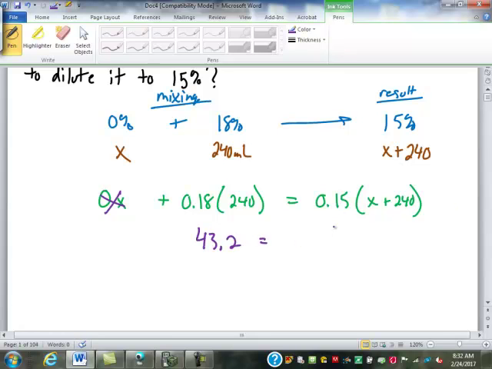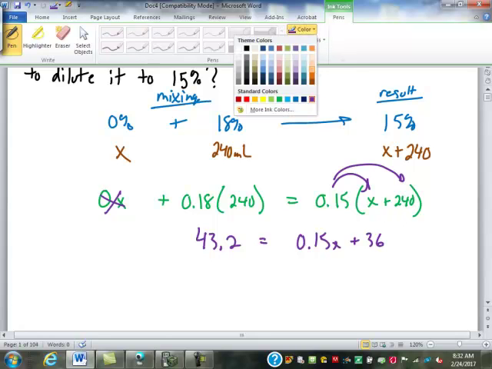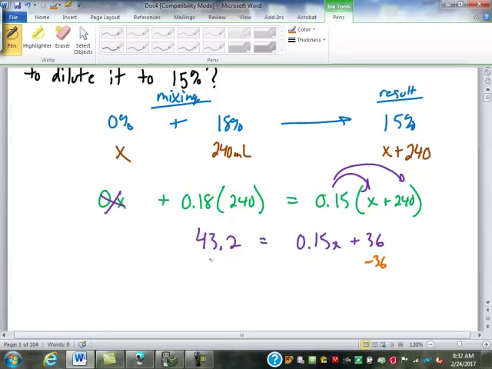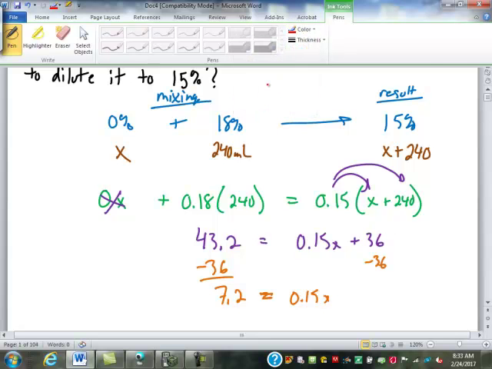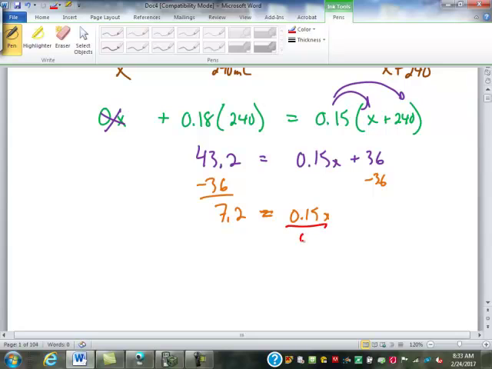On the other side, we've got 0.15 times x is 0.15x. And 0.15 times 240 is 36. So our next step, we will subtract the 36. That leaves us with 7.2 equals 0.15x. And finally, we will divide by the 0.15.